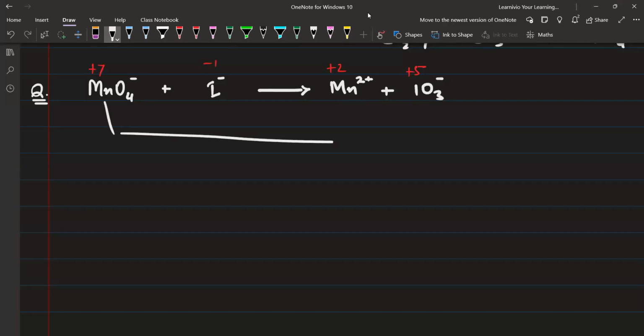For MnO4 negative to Mn2 positive, what will be the F? F will be equal to, there is 1 Mn, 1 Mn.